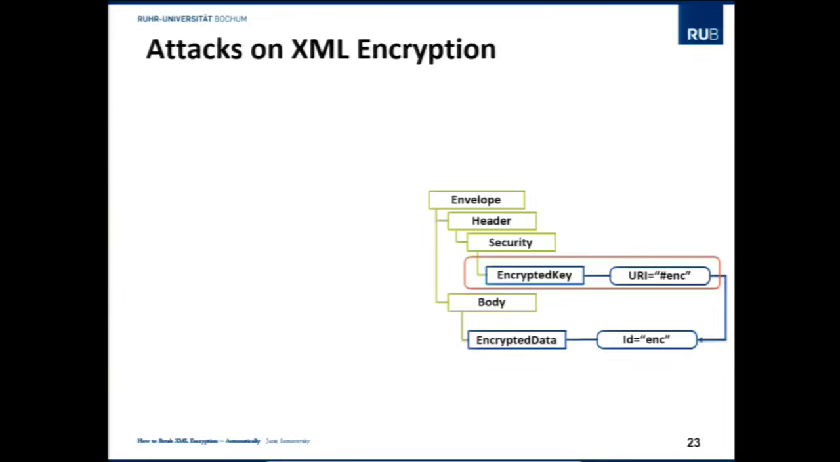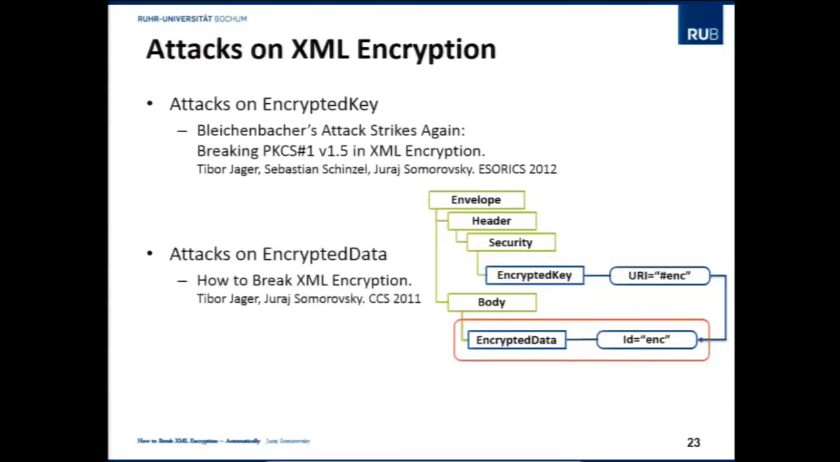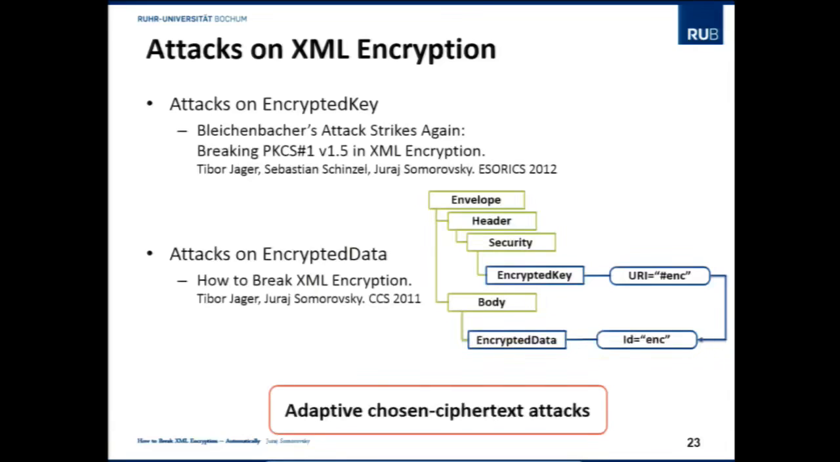The problem is that in 2012 we presented attacks on the asymmetric encryption scheme. We used the so-called Bleichenbacher attack, maybe you know it, from 1998, and we showed how to extract the symmetric keys from the web service. And in 2011 we also showed attacks on encrypted data, so we could decrypt the plaintext data from the web service. I will show you a demo later.